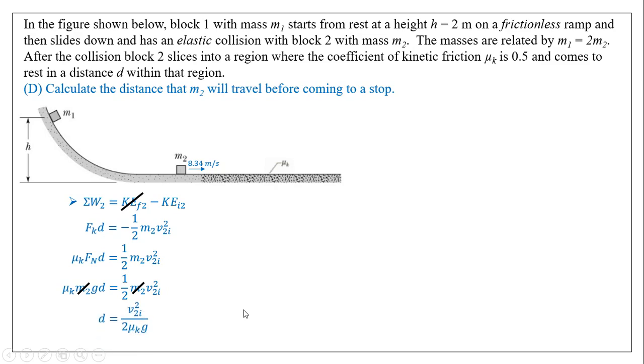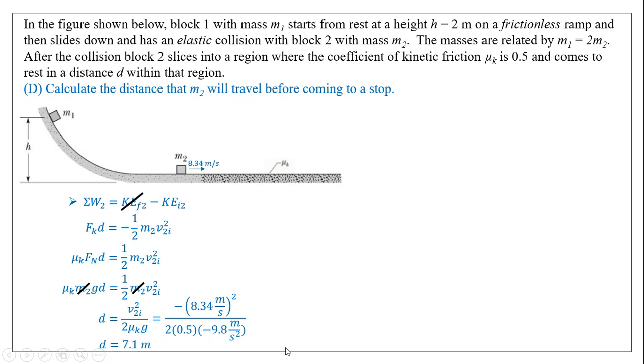Therefore, all you have to do is do a little algebra manipulation. So to get D by itself, divide both sides by mu K and G. So I'm just going to move the mu K and the G down to the denominator. It's going to join this 2 that's already on the bottom. All right, so now we have all the values. Plug it in. VI, once again, is 8.34. I want to square that, and then 2 gets carried over, mu k is 0.5, and then g here is negative 9.8.